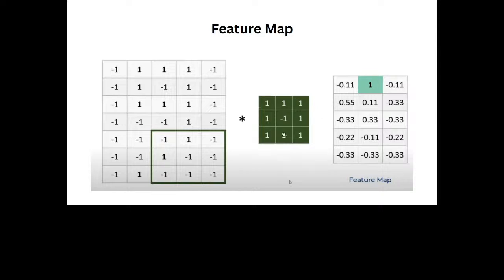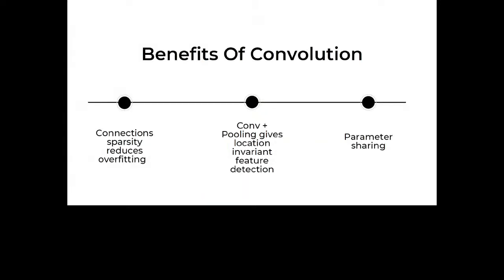Also, this filter is 3x3, that is, it has 3 rows and 3 columns, but it is up to us whether we want to take 2x2 or 4x4. So when we generate the feature map, these are the values that we are getting. As you can see, this feature map is generating continuous values. After we apply the convolution operation to the input array, first of all, let's see the benefits of convolution.